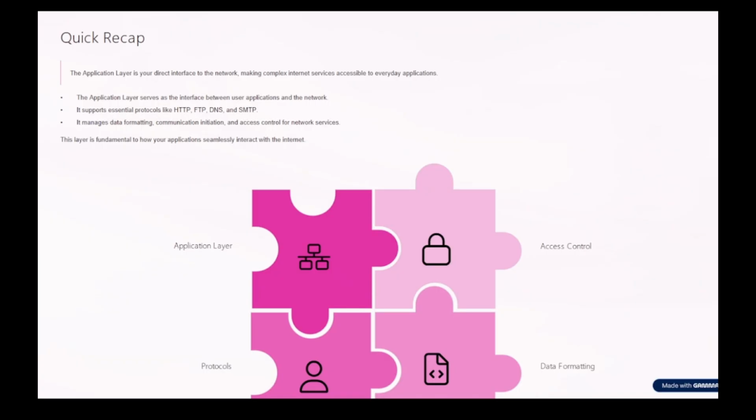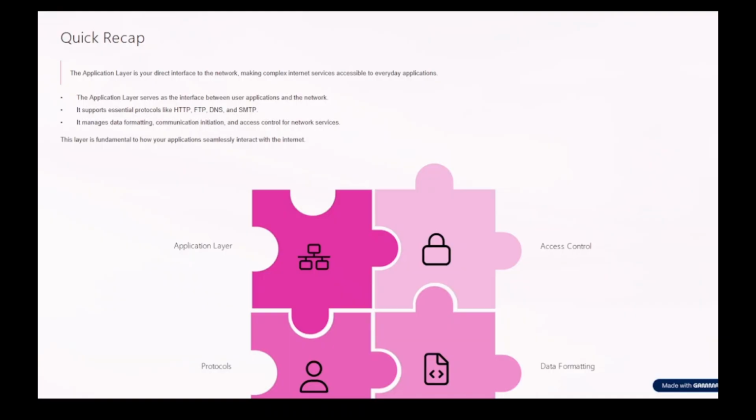Let's recap the overview. The application layer is your direct interface to the network, making complex internet services accessible to everyday applications. The application layer serves as the interface between user applications and the network. It supports essential protocols like HTTP, HTTPS, FTP, SFTP, DNS, and SMTP. It manages data formatting, communication management, and access control for the services. This layer is fundamental to how your applications seamlessly interact with internet services.